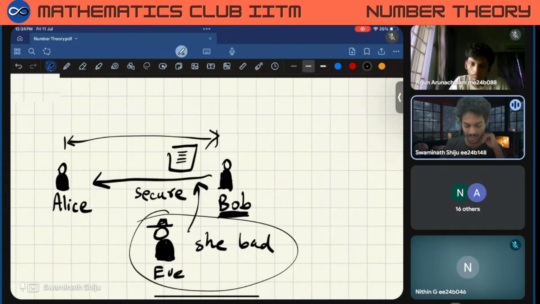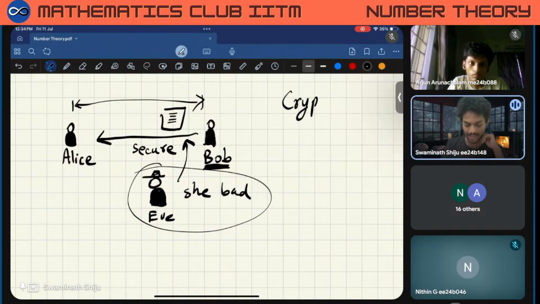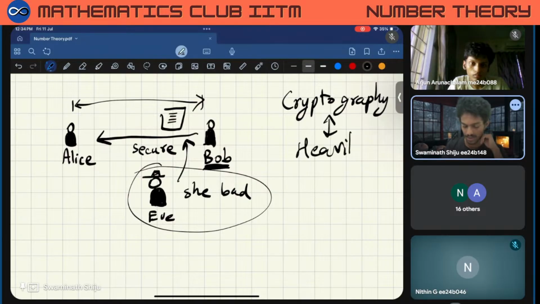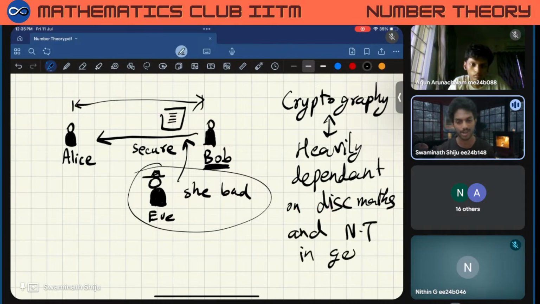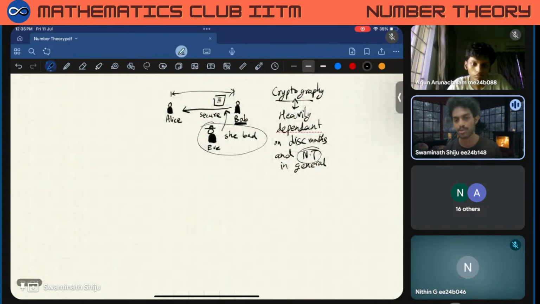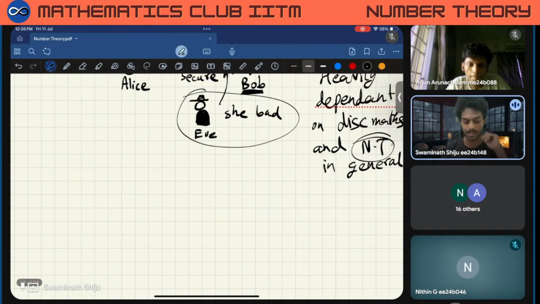That is the field of cryptography. This is heavily dependent on discrete maths and number theory in general. Heavily dependent. The reason you're secure over the internet, the reason you have this Google Meet, for instance, your email ID, all your bank transactions, all of them is secure because of cryptography and number theory. I want to discuss probably the most influential public key cryptography system there is.